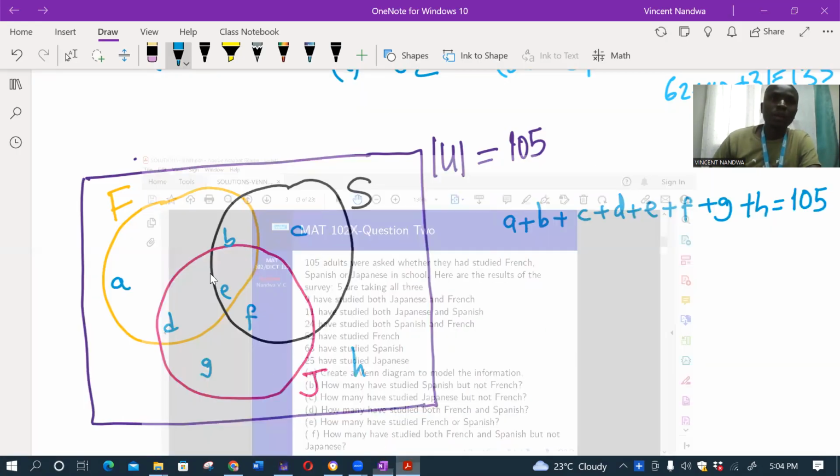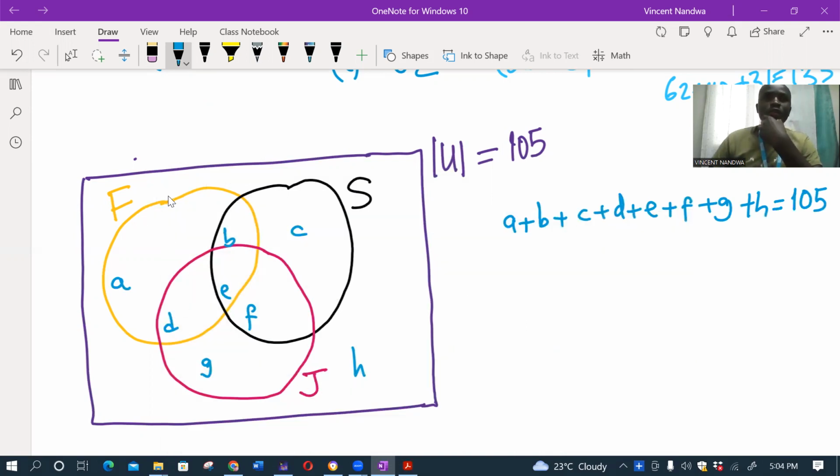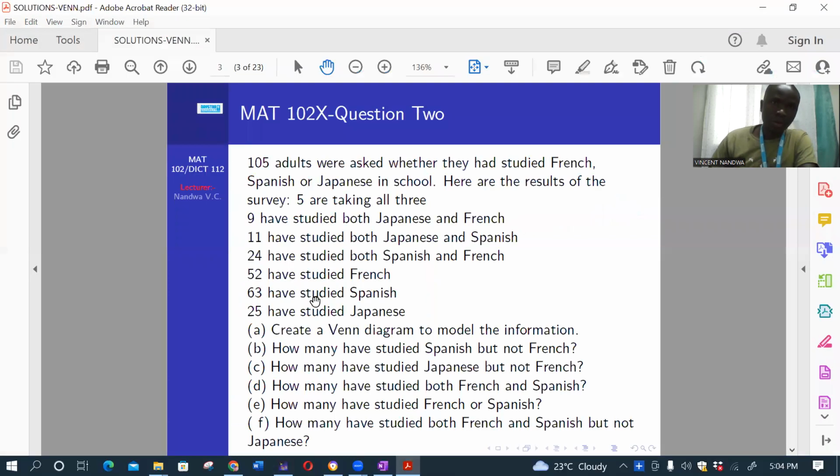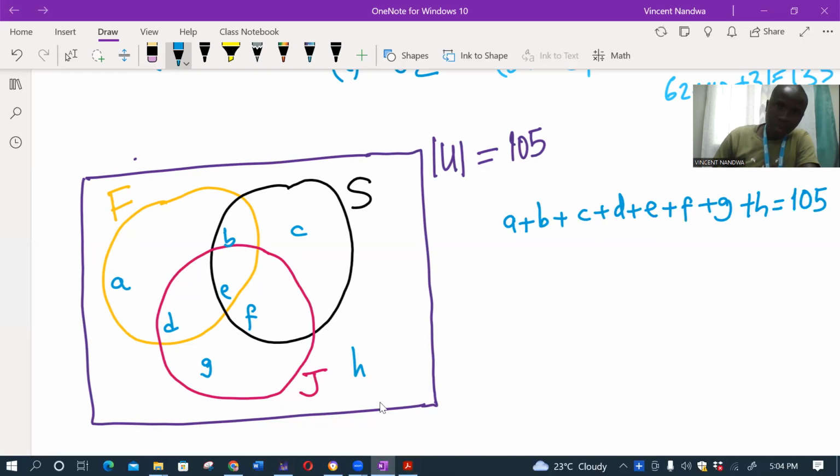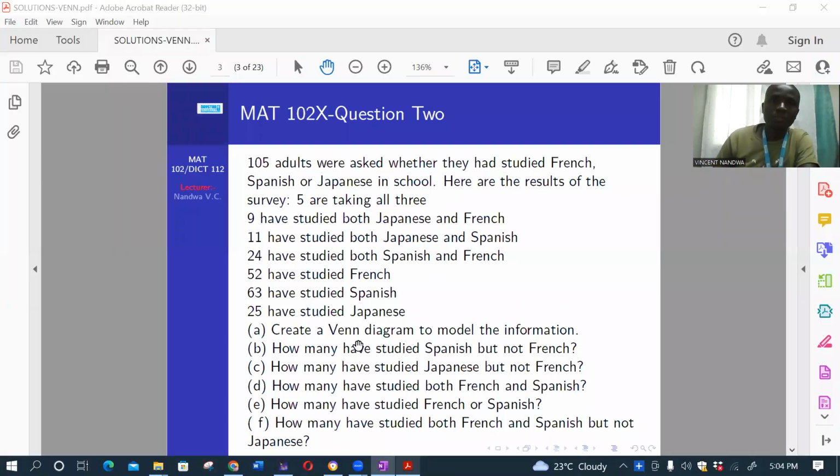So those who are in the French set, or those who have studied French, those who are within the yellow circle, A plus B plus D plus E, according to the question, 52 had studied French. So if I pick A, I add to B, I add to C, I add to D, and then I add to E. So those who are in the yellow set, which is the French set, A, B, D, E, I must get a total of 52 as per the question, that 52 had studied French.